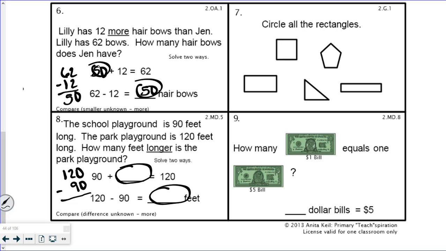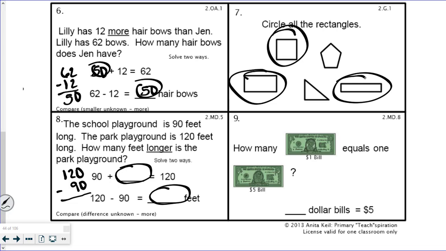On number 7, we're going to circle all the rectangles. This is actually a rectangle and a square, believe it or not. And let's see, number 8, told you what to do on this one. I'm going to have to do some regrouping because I can't take 9 from 2. Cross these guys out. This is going to become a 0, and this is going to become 12. 12 minus 9 is 3, so my answer is 30 feet. So there's a difference of 30 feet between the school playground and the park playground, right? Because the park playground is bigger than the school playground.